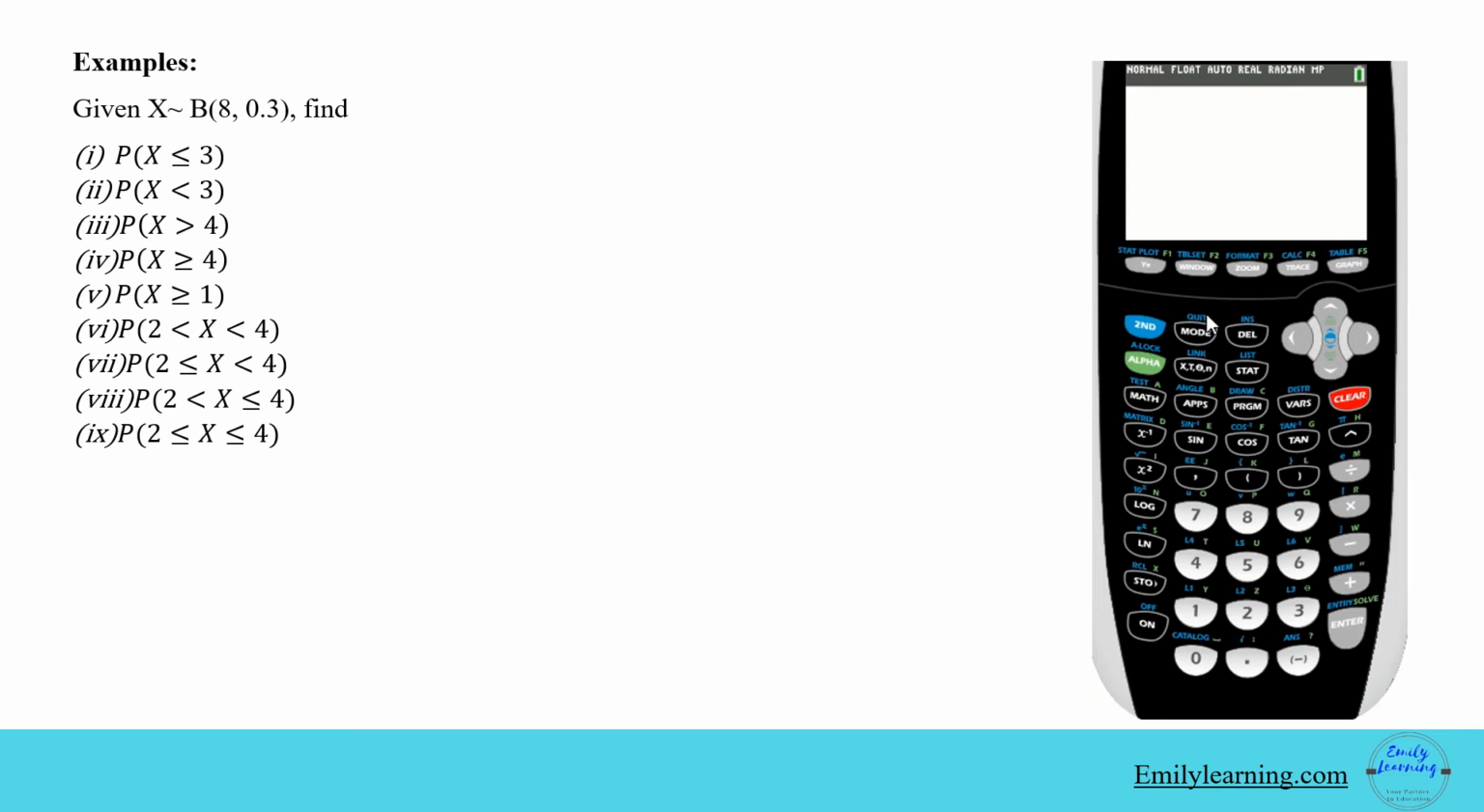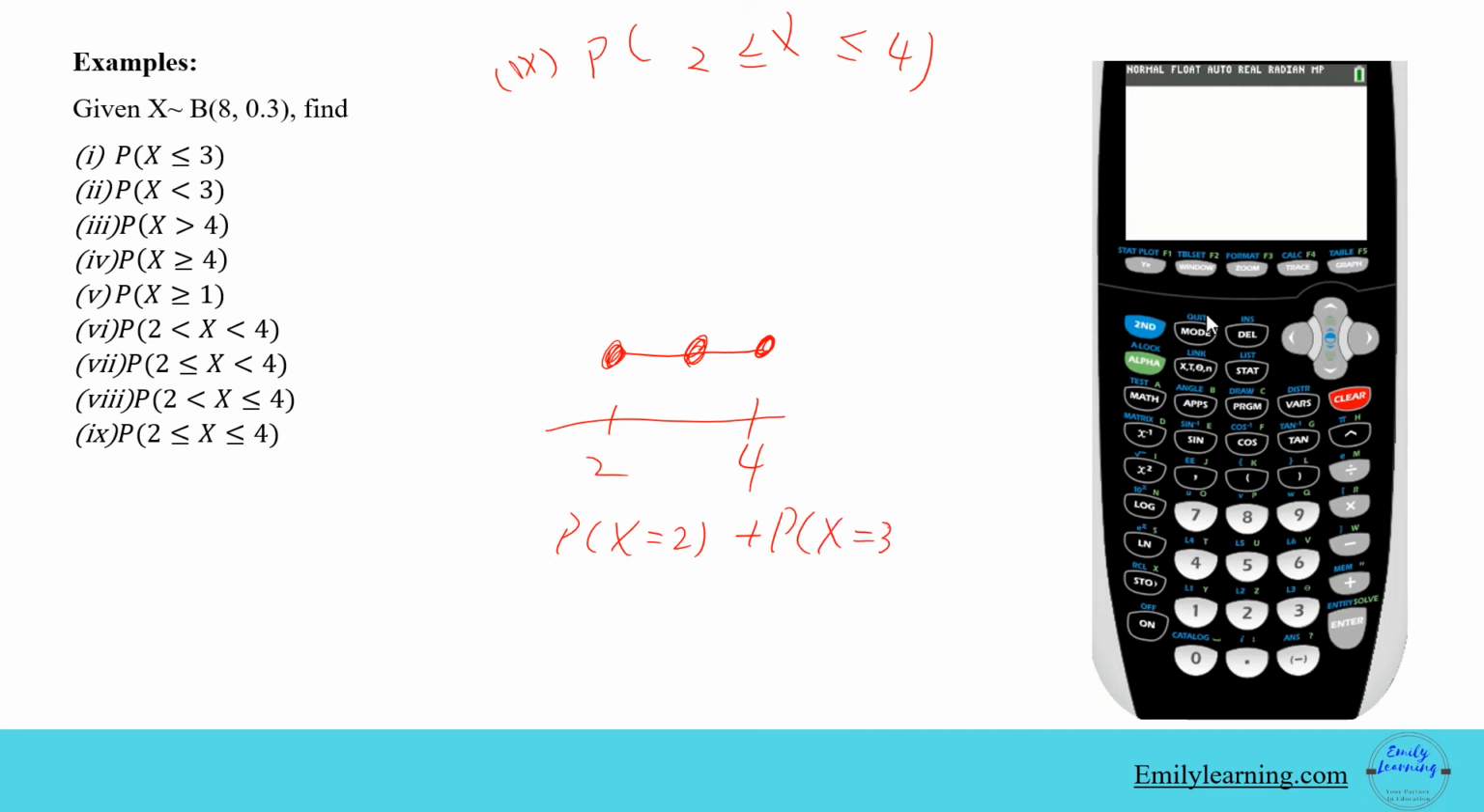Next, let's look at part 9, where we are interested in p of x greater than or equal to 2, but smaller than or equal to 4. So I'll write 2 and 4 again. Now I include 2 as well as 4, right? So what I can do is it is equal to p of x equals to 2 plus p of x equals to 3 plus p of x equals to 4.